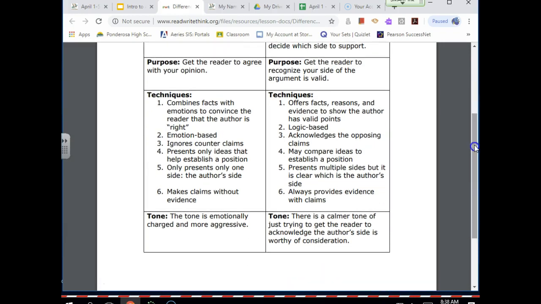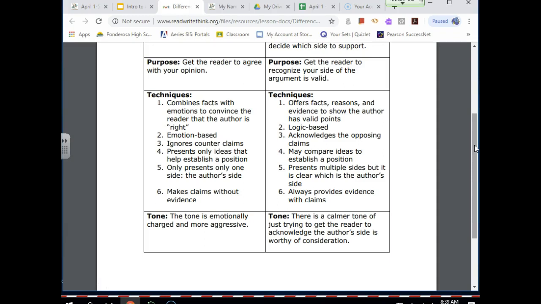Okay? So techniques, look at the difference. Persuasive combines facts with emotions to convince the reader that the author is right. Emotion-based, you don't address counterclaims, which is the opposing argument. It only presents one side, which is the author's side. That's what a lot of articles on the internet will do today. You guys will read it, and it's completely one-sided. It's not looking at both sides of the argument.